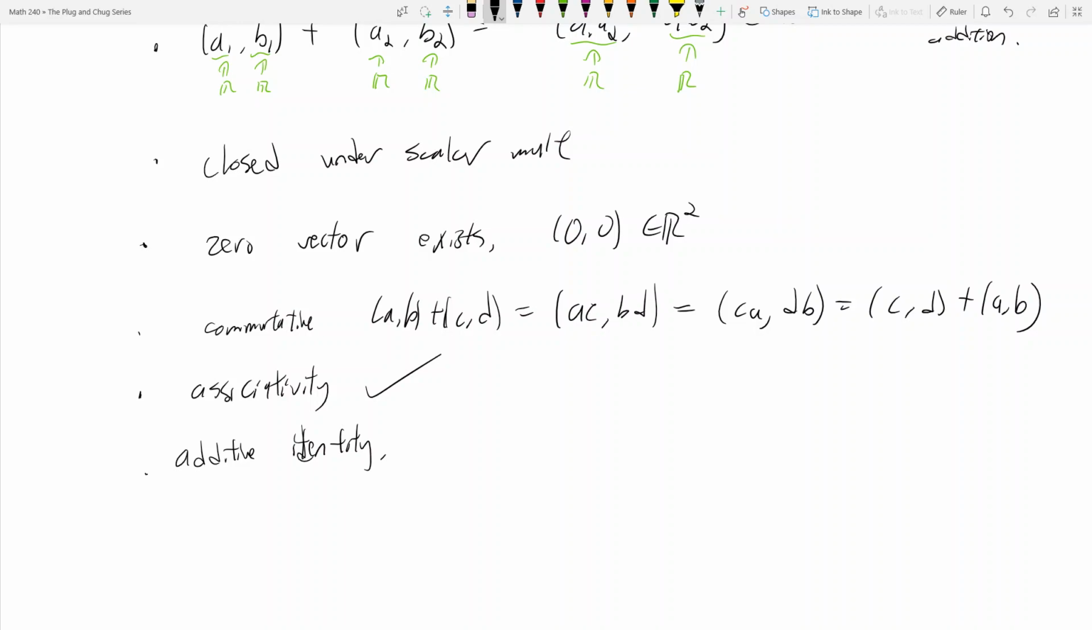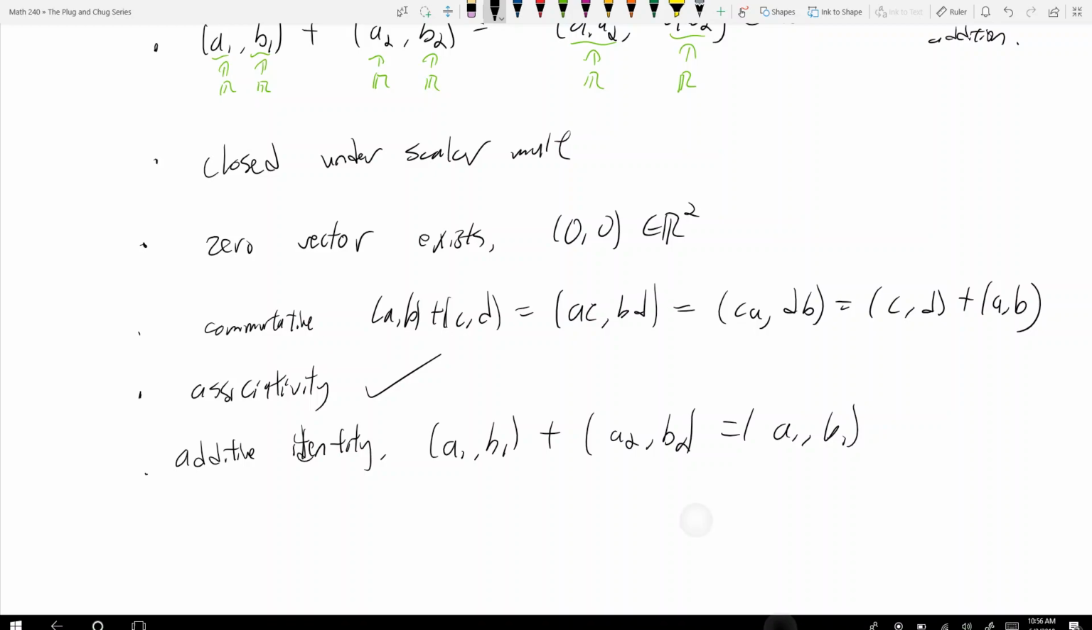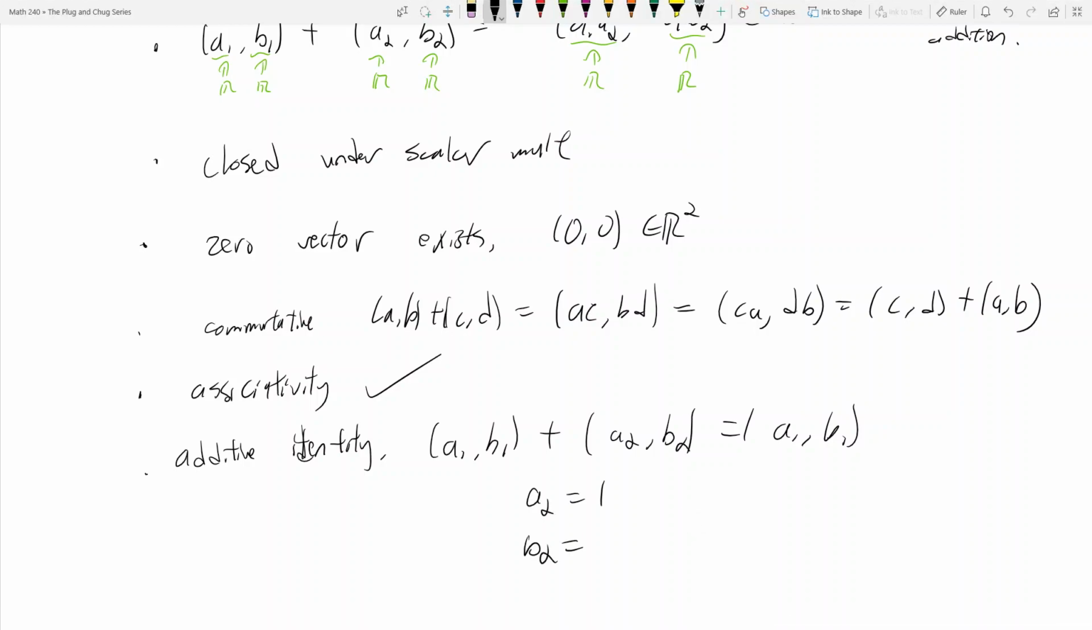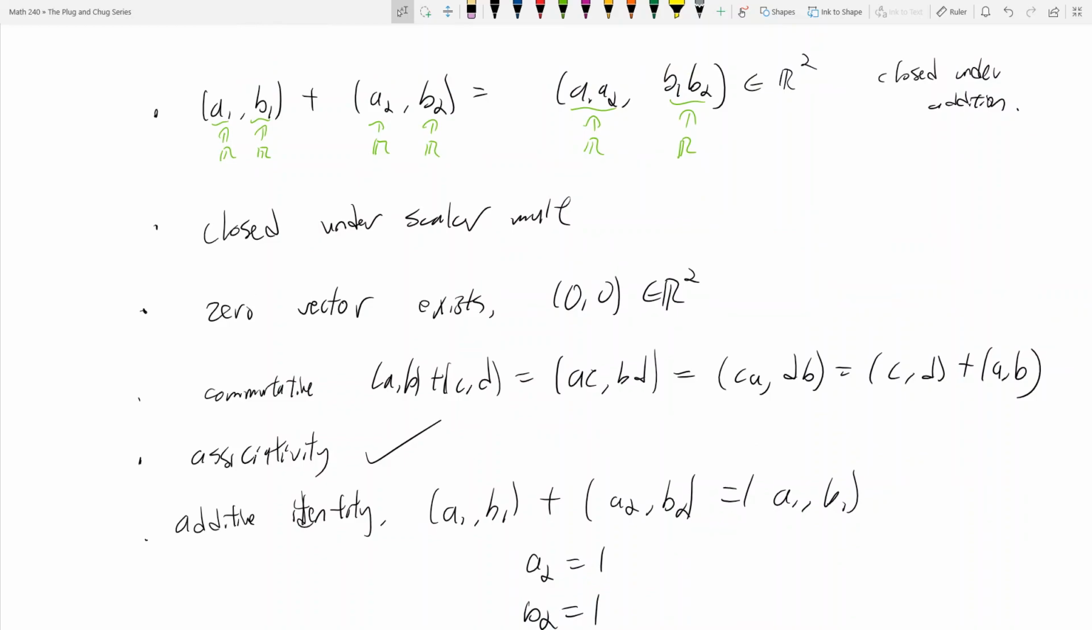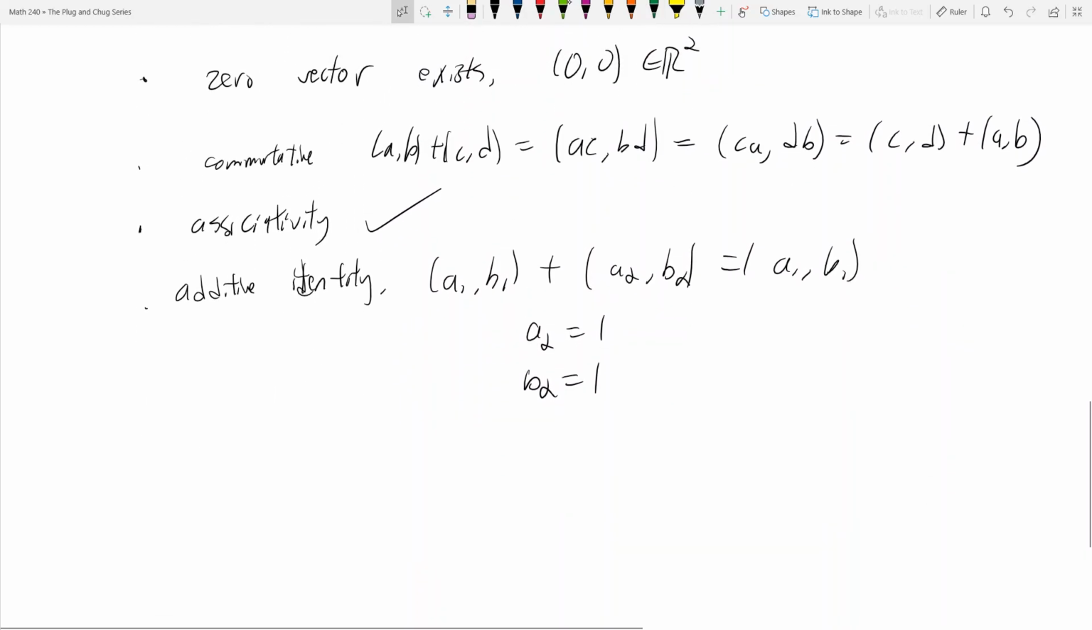This one's kind of trippy. Well, A1B1 plus A2B2 is equal to A1B1. Well, that means that A2 is equal to 1 and B2 is equal to 1. Since, remember, when you add, you just multiply the terms in the correct position of the tuple, and so the additive identity is actually 1, 1, right? All right, this is getting kind of trippy.